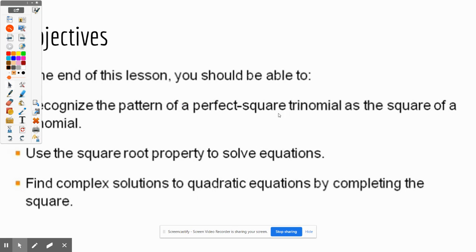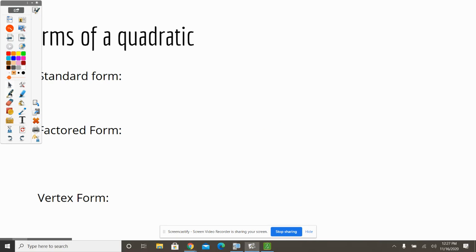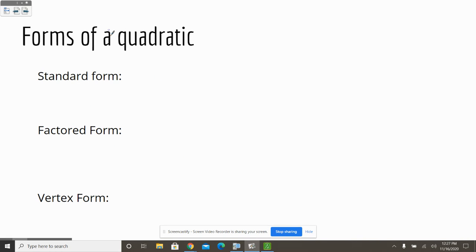We're going to talk about some perfect square trinomials and another method to solve quadratics, really. Okay, this is what's not covered in the Ingenuity, and that's why we're not going to be doing the Ingenuity lesson. There are 3 different forms a quadratic can appear in. The first one is standard form, and that's ax squared plus bx plus c. All quadratics can be written in this form.